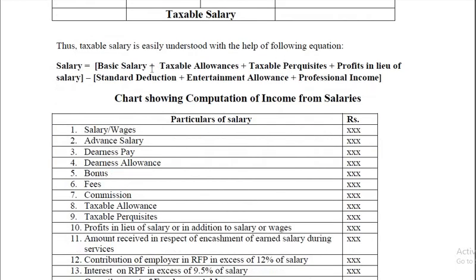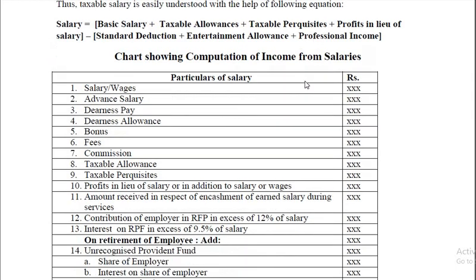Okay, once again, a summary of what I have mentioned. Salary means basic salary, taxable allowances, taxable perquisites, and profits in lieu of salary. From the total, what you get is gross total salary, or gross salary, what we call. From the gross salary, you are deducting three items: standard deduction, entertainment allowance if applicable, and then professional tax.